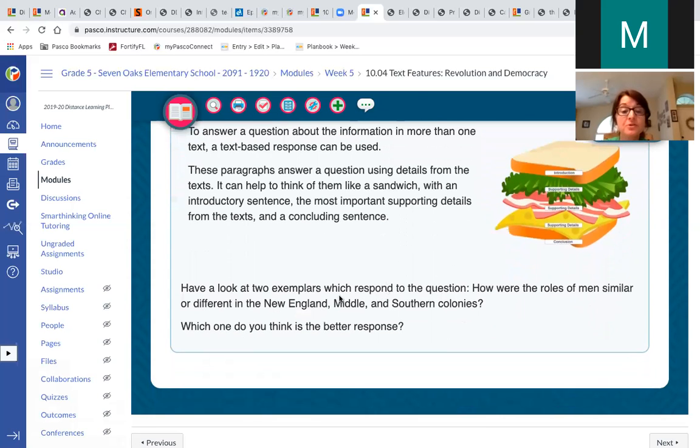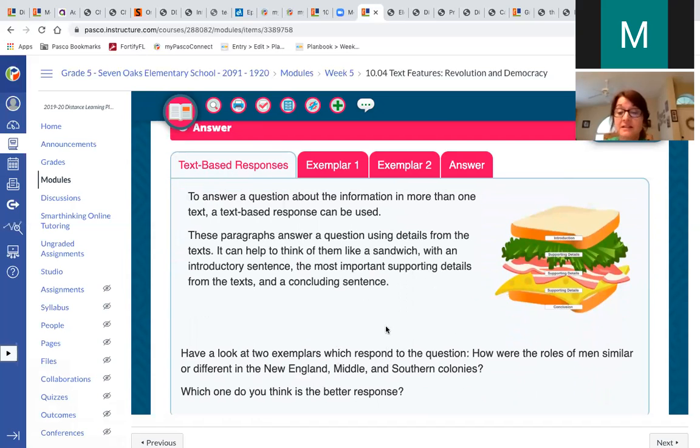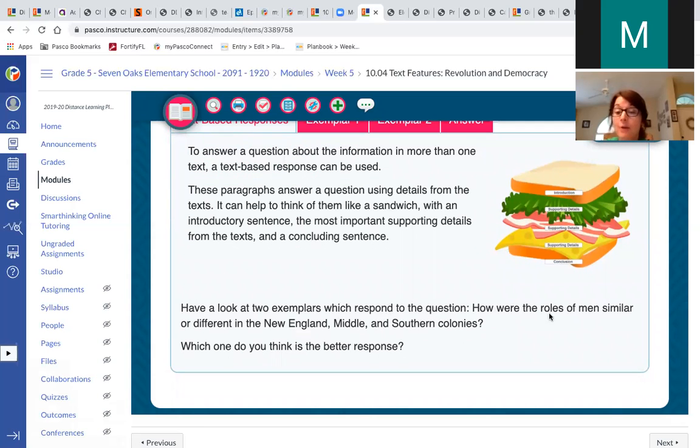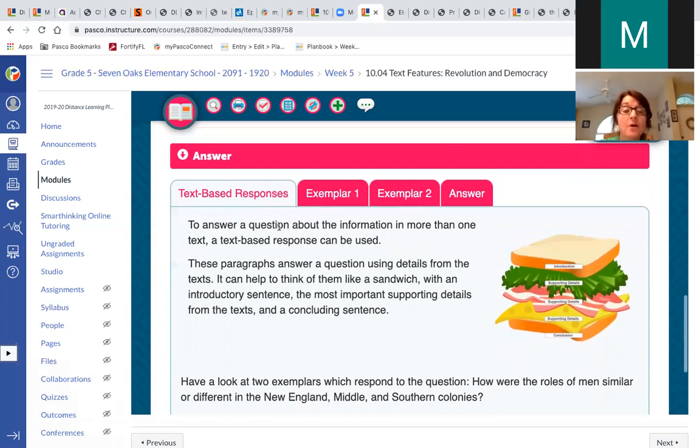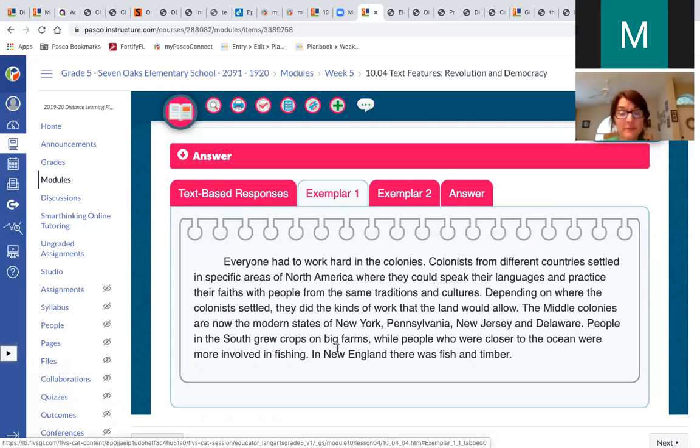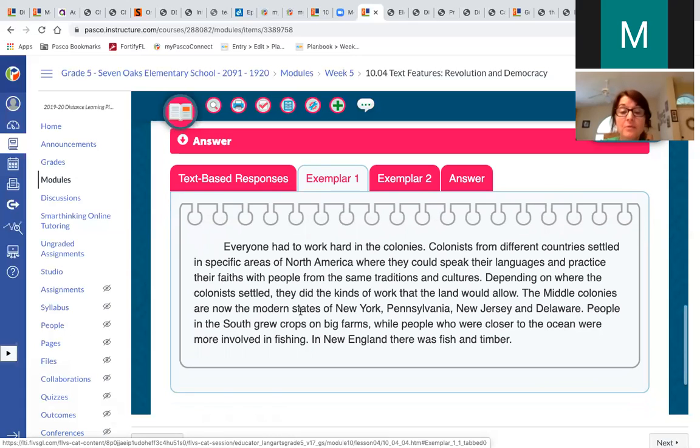So there are two exemplars you're going to look at, and it's going to ask you, again, how are the roles of men similar or different in the New England, middle, and southern colonies? So here is exemplar one. You're going to read through that, and then you're going to see, does that really answer the question? When you think about how it was asked, look at how it starts out. Everyone had to work hard in the colonies. That's pretty general. It's not very specific in answering the question.